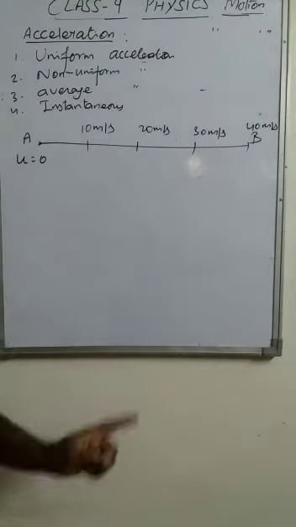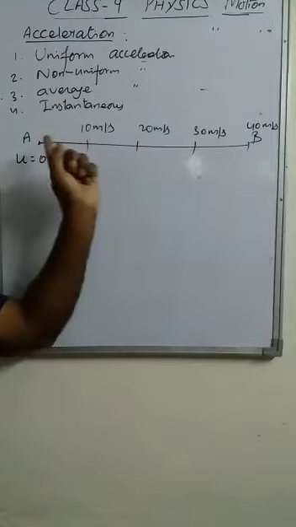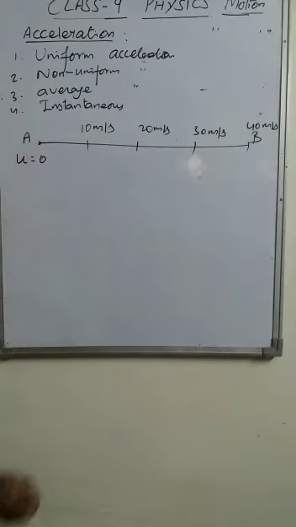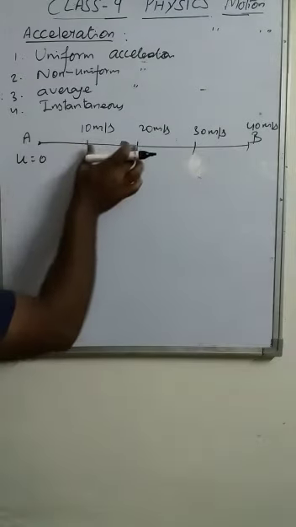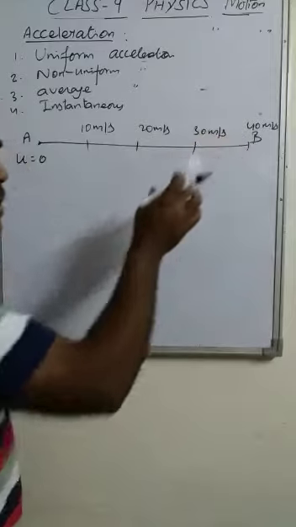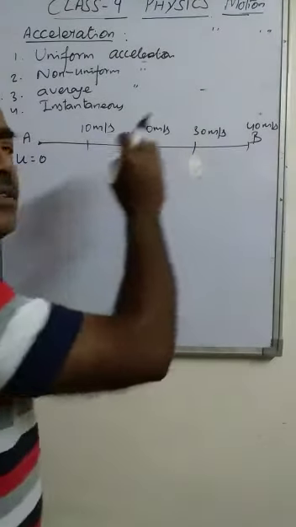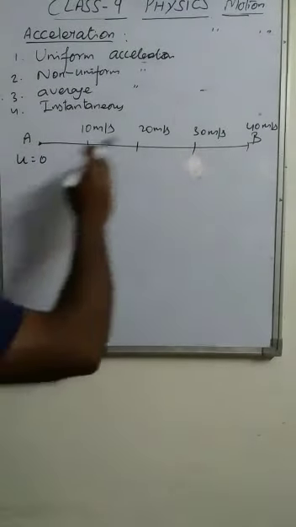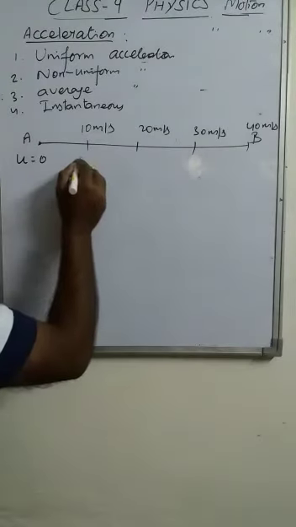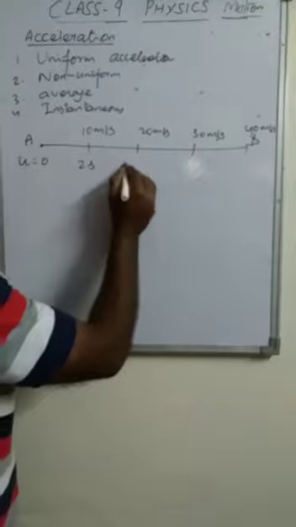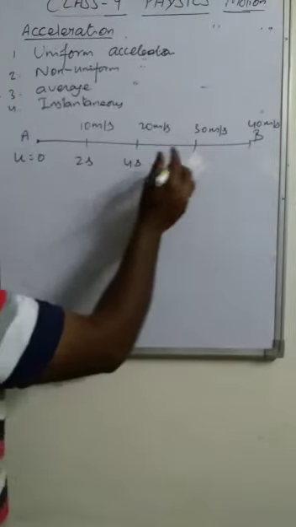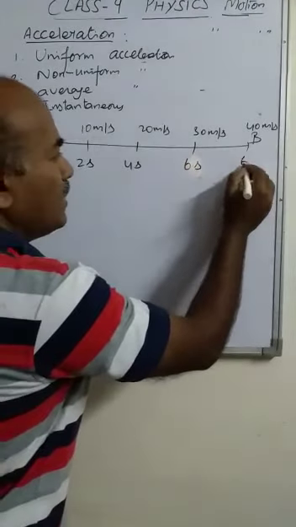Here you see the velocity is changing equally in each interval. 10 meter per second. Again it changed 10 meter per second. Changed 10 meter per second. 10 meter per second. This equal change in velocity takes place in equal intervals of time. Suppose it is 2 seconds, again 2 seconds. From the beginning it is 4 seconds, then 6 seconds, then 8 seconds.